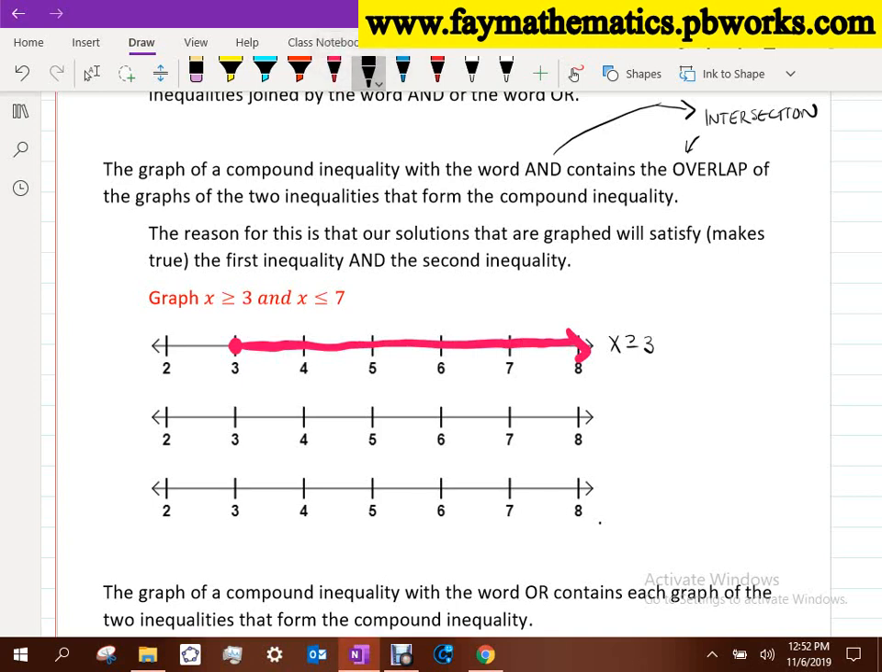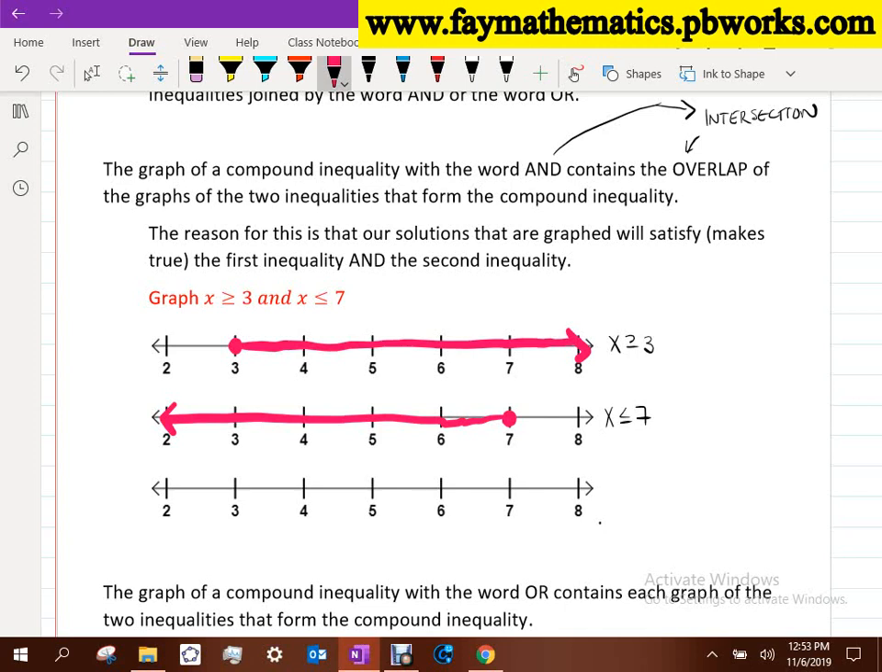Okay. Let's look at the second one. So x is less than or equal to 7. Now I go to 7. And what kind of dot do I use? Closed dot. And we shade to the left. So those would be all the values that are less than or equal to 7, right?